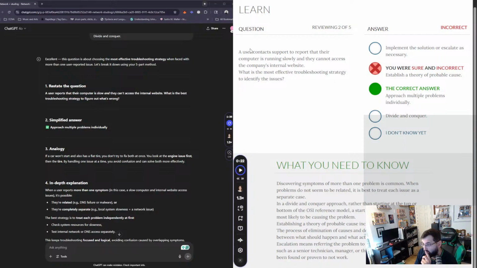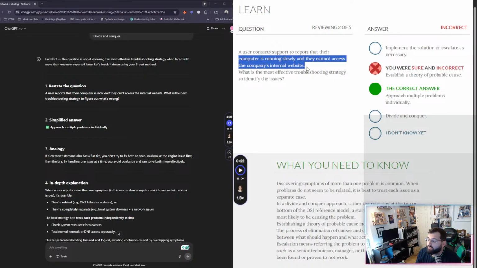Okay. A user contacts support to report that their computer is running slow, and because they have two different issues, their computer is running slow and they cannot access the internal website. I wrote that off as one thing. That is two separate things. So then it makes sense why you would approach multiple problems individually. They might be connected, but that's neither here nor there.